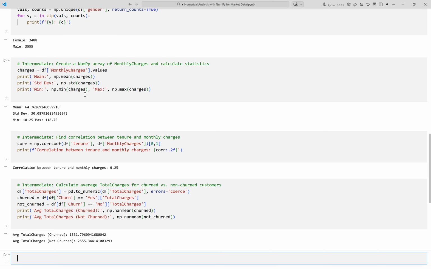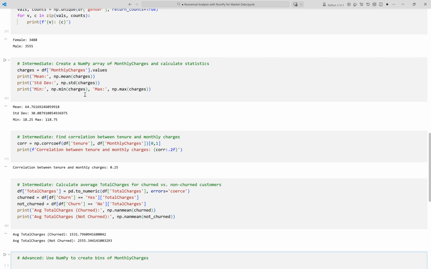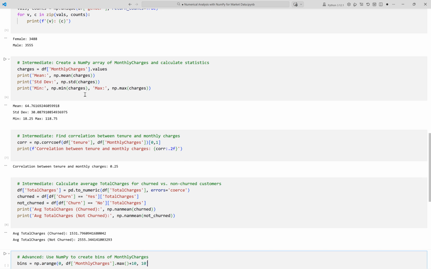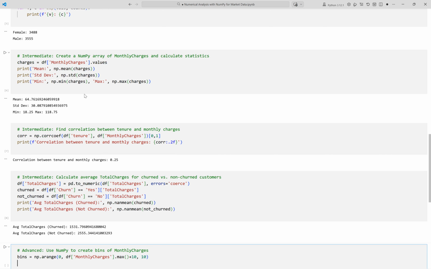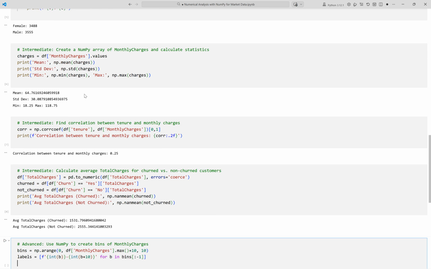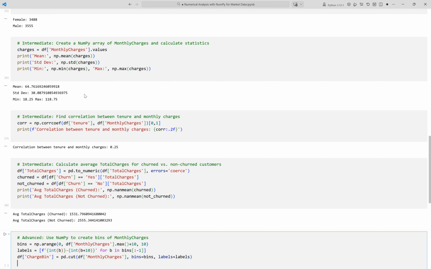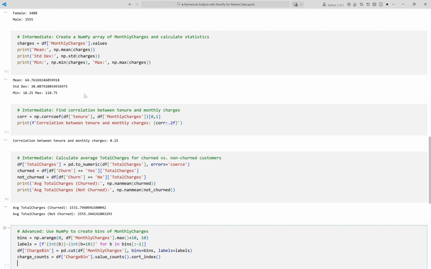Binning monthly charges lets the business analyze customers by pricing segment. We define bins of $10 from the min to the max charge in the dataset. Labels are created for each bin so results are readable. We categorize each customer into a pricing tier using Pandas cut. The counts per bin show which pricing segments are most or least popular.